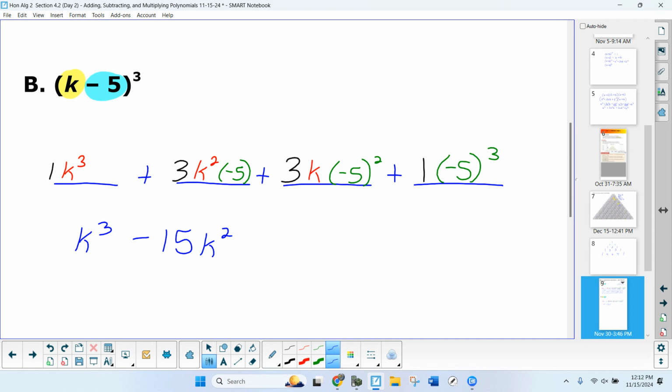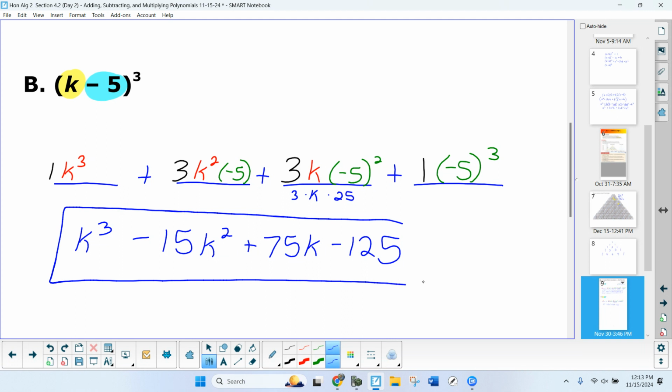Now this one we got to be careful. This is 3 times k times, well, what's -5? What's -5 squared? 25. And what's 3 times 25? Positive 75k. And now on the end, what's 1 times -5 times -5 times -5? -125. What do you guys notice about your signs when you have a negative? Yeah, they alternate, right? It starts with a positive and then it goes negative, positive, negative. That will always happen.